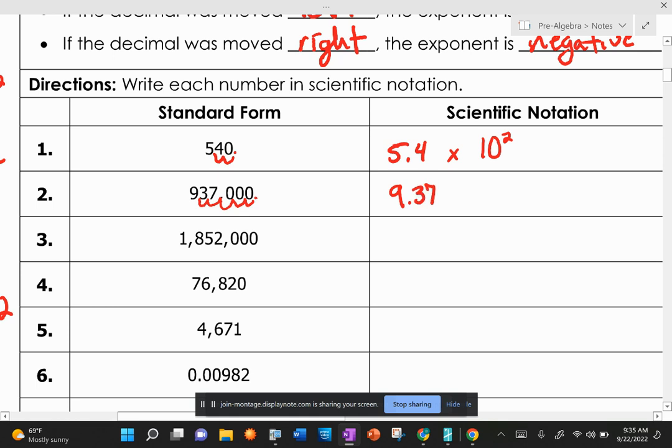9.37. Notice how I filled in the rest of the decimal. Make sure you include the 37 so that we know exactly what that number was supposed to be. Times 10 to the 5th power. See if you can real quick do 3, 4, and 5.